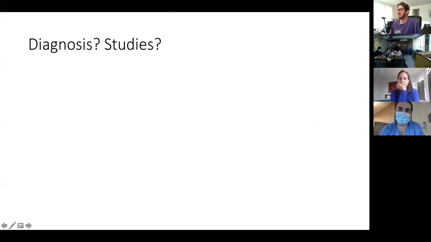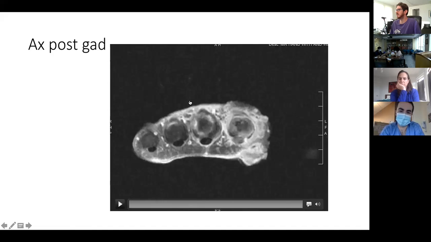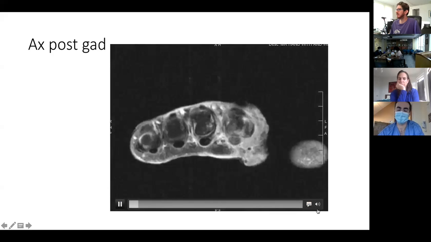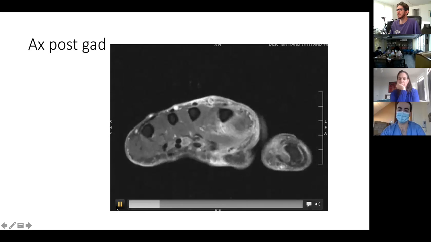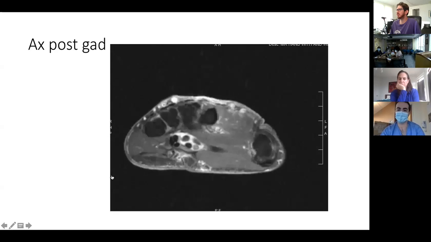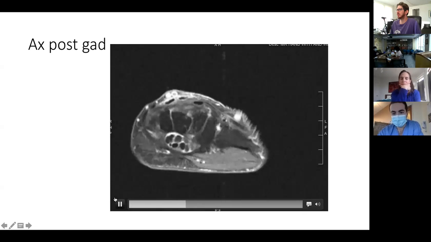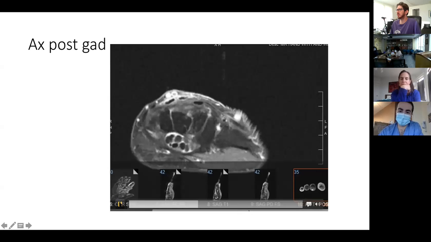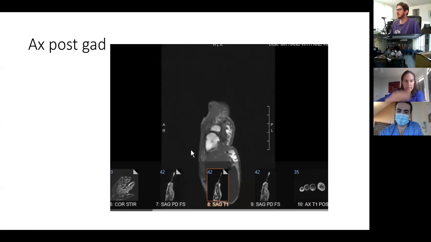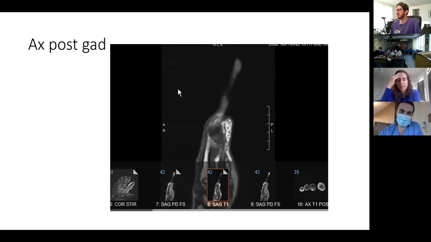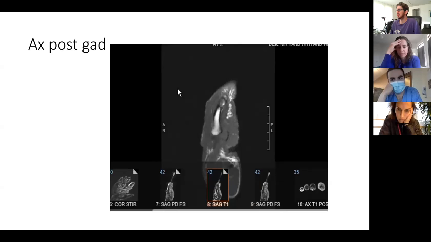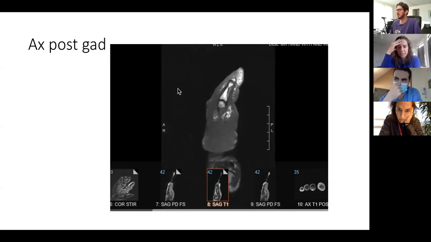So let's move on to studies here. So here's the MRI, and I'm going to play it for you. In addition to the MRI, Charlie, since you were just on tumor, what would you do next? Well, I think it could be pertinent to get a biopsy.